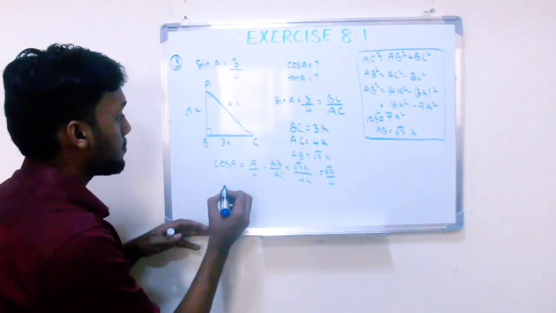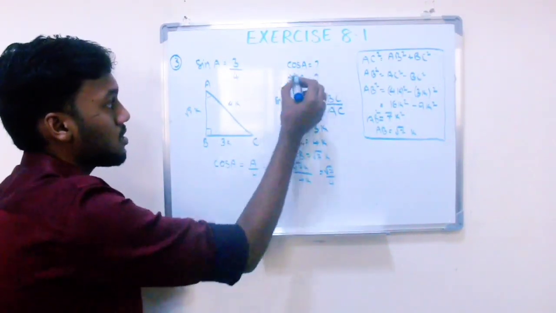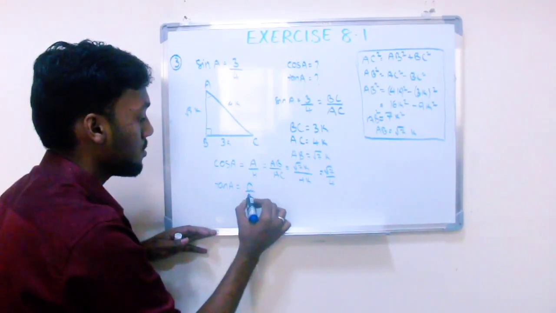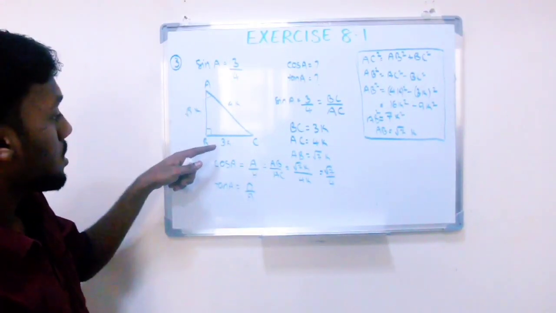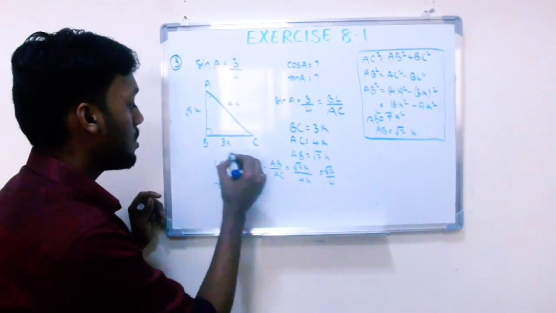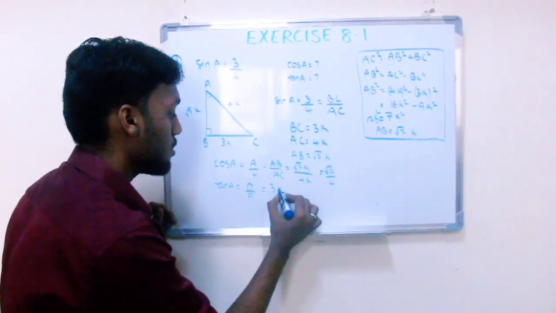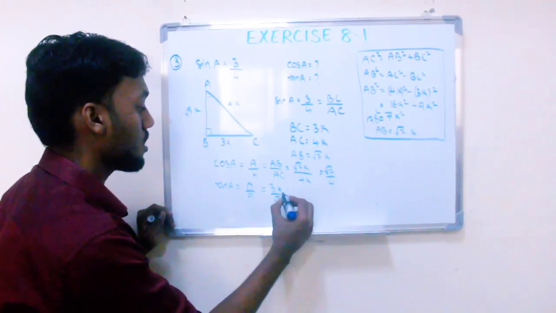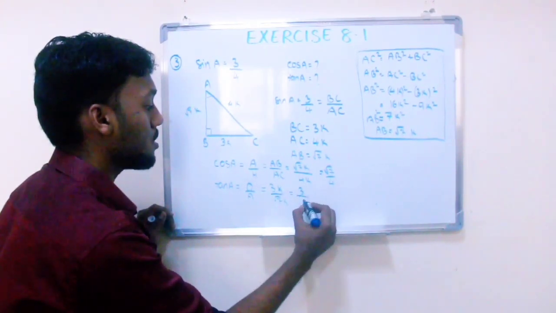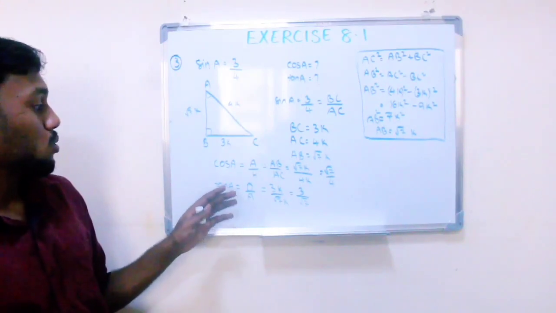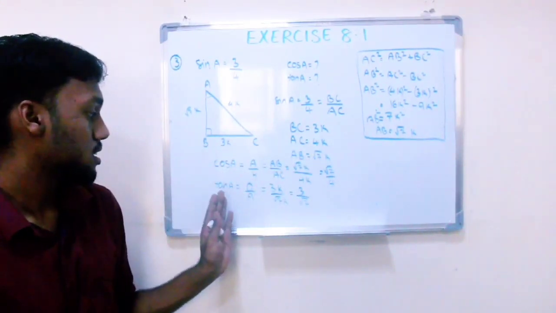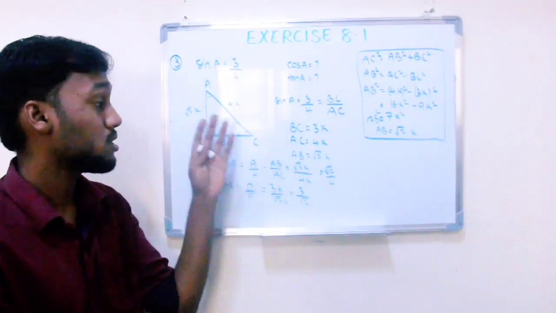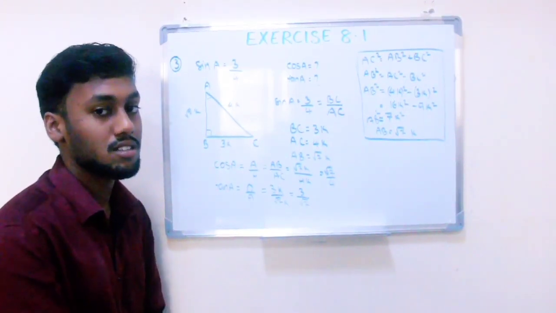First part is over, and now what is tan A? Tan A is O by A, with respect to angle A. What is the opposite side with respect to angle A? BC, which is 3K. And the adjacent side is root 7K. K and K get cancelled. We'll get the answer as 3 by root 7. Now cos A is root 7 by 4 and tan A is 3 by root 7. Yes, we have done, that's the answer for the third question. We'll see the next questions in the next class. Thank you.